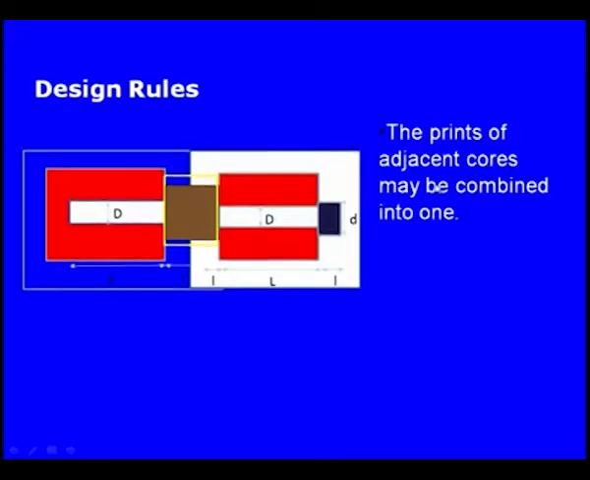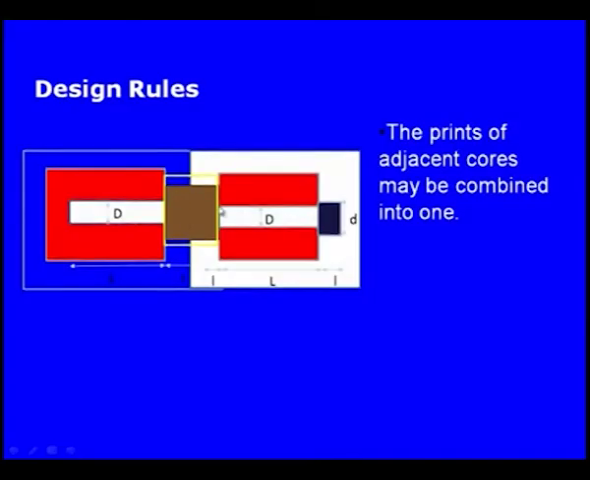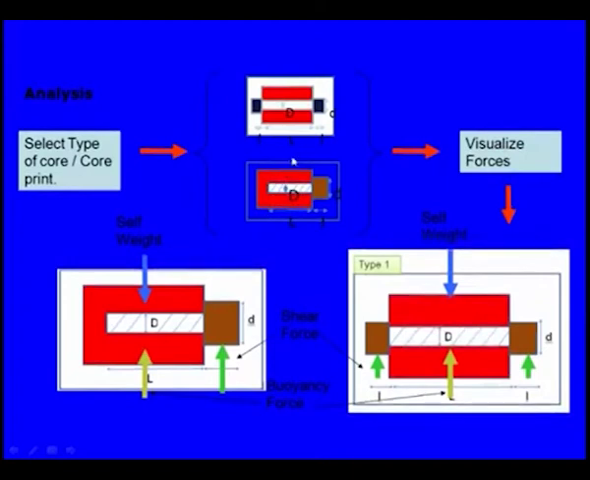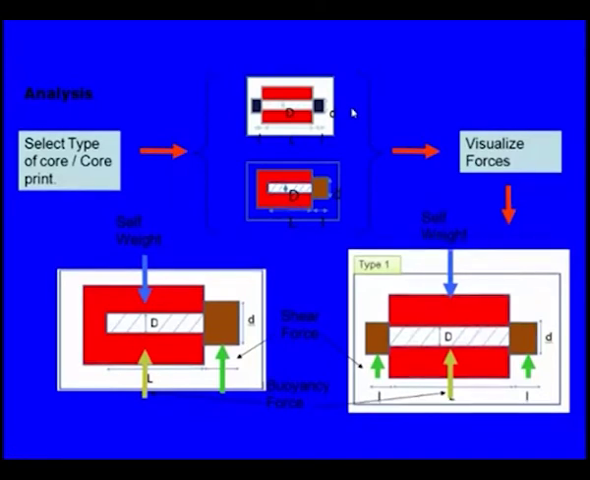Next, the prints of adjacent cores may be combined into one. Here we can see this is one core and this is one core, and these can be combined into one, and here you can see they are combined. And here we can see what is happening. So, this is selecting the type of the core and the core print, and we have to select whether it should have two prints or one print or foolproof prints, and we have to decide. So, that is the first part of the core design.